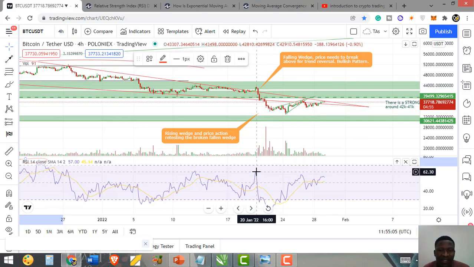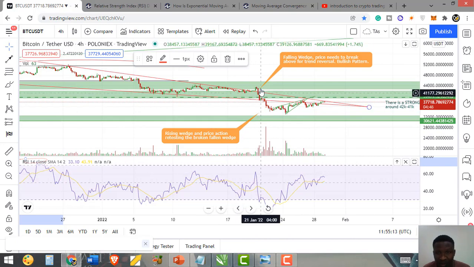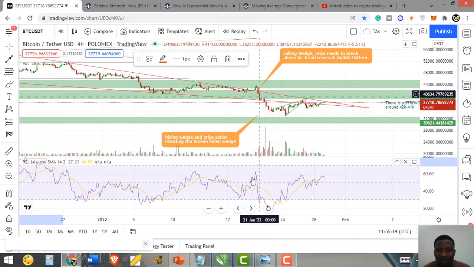So whenever the RSI is overbought, it is not advisable to buy into, except if you are trading futures or you want to short the market. Then possibly you might short the market if other indicators or chart patterns align with what the RSI is telling you. Then you can decide, after doing your due diligence, to short the market or to sell off.